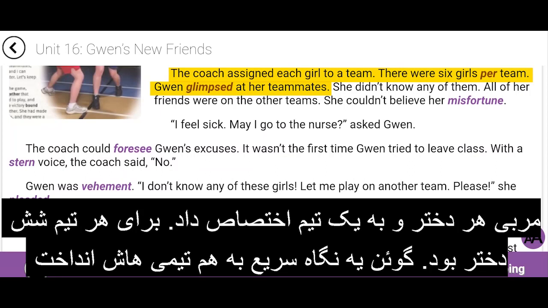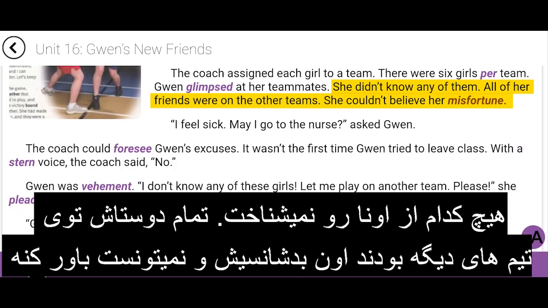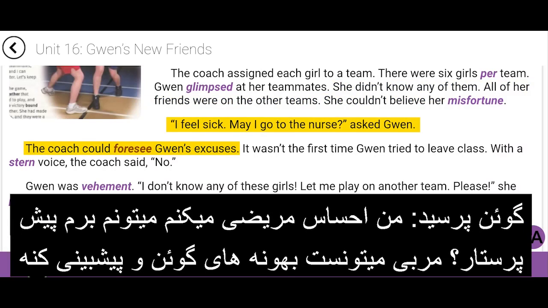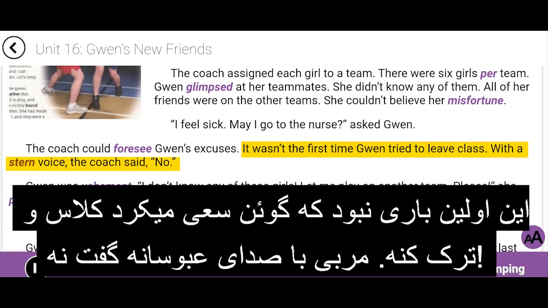Gwen glimpsed at her teammates. She didn't know any of them. All of her friends were on the other teams. She couldn't believe her misfortune. "I feel sick. May I go to the nurse?" asked Gwen. The coach could foresee Gwen's excuses. It wasn't the first time Gwen tried to leave class.